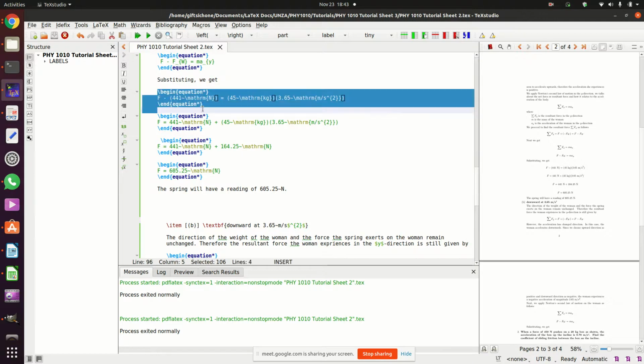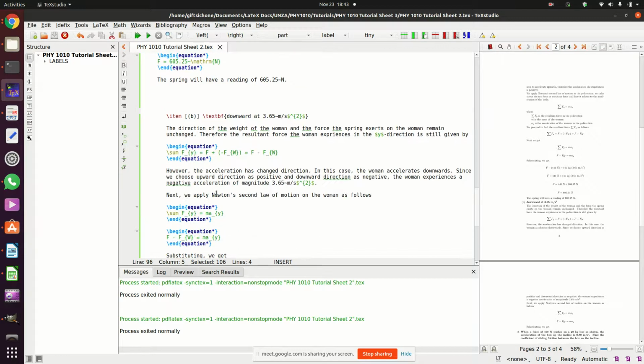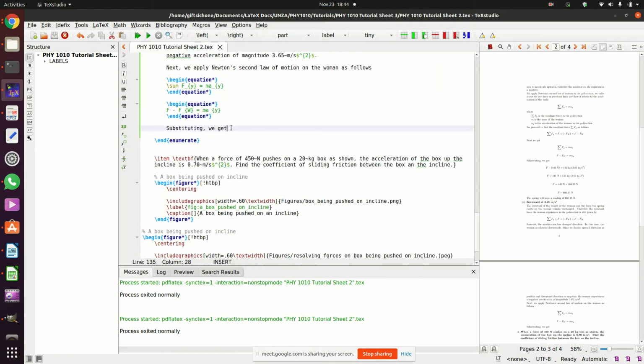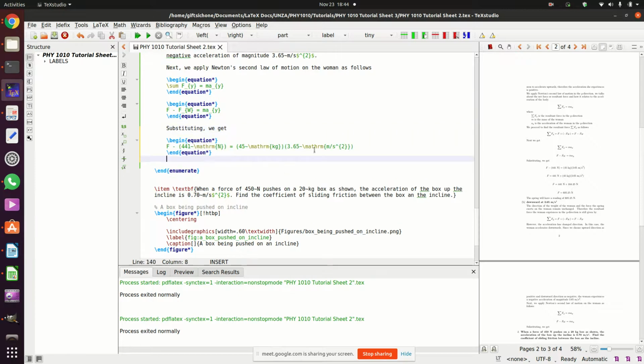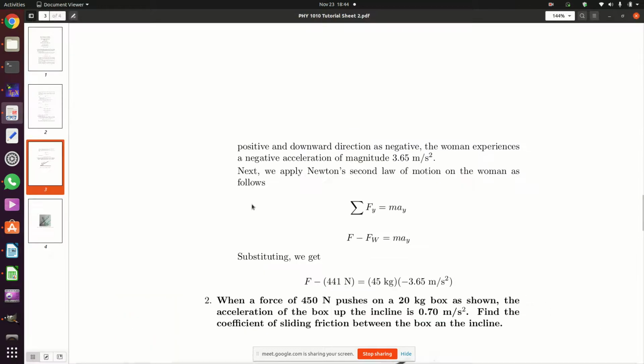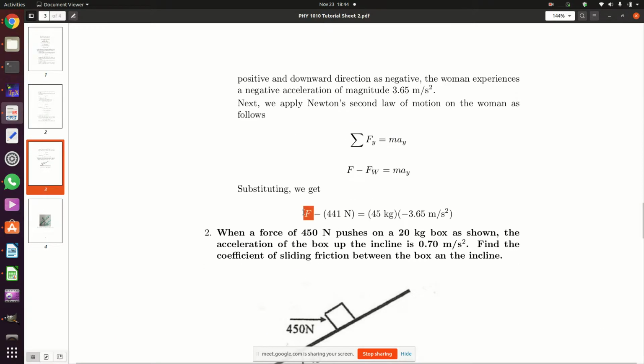In our case, the acceleration is negative because of this bit. So there is this, that's fine. The weight of the woman doesn't change because she's going down, it's still the same. The mass of the woman equals to the mass, so this is F. The weight of the woman remains unchanged, whether you're going up or down. The mass of the woman, that's 45. Then now you've got this, AY.